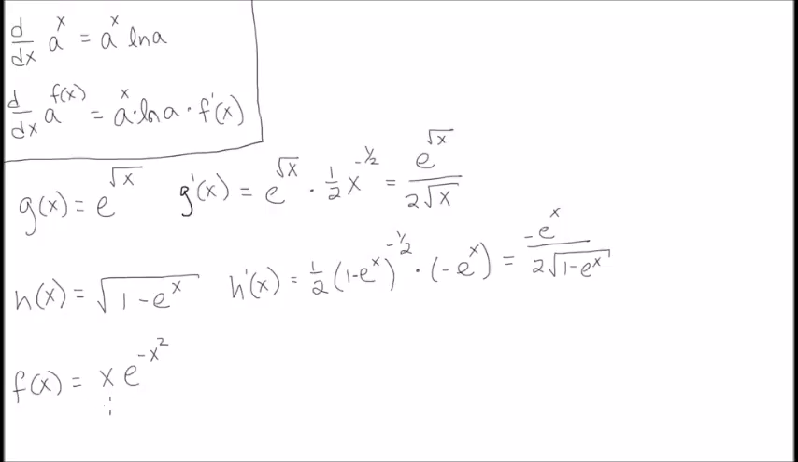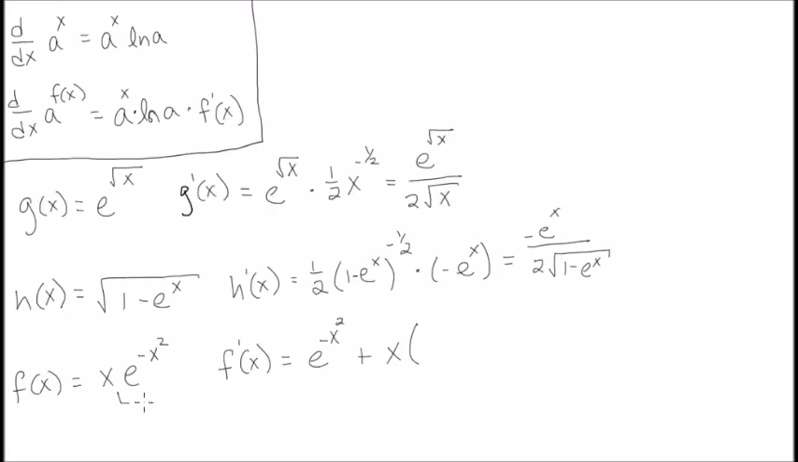Finally, for this last one, we'll need to apply the product rule. So we have the derivative of f with respect to x. We take the derivative of the first term, which is just 1, times the second term unchanged, plus the first term unchanged times the derivative of the second. So now I'm going to be a little bit careful and think this through.